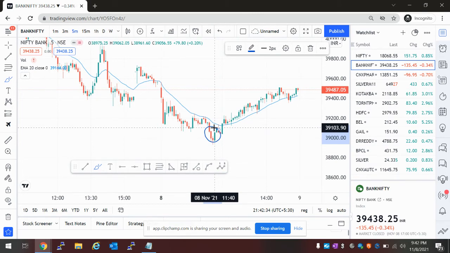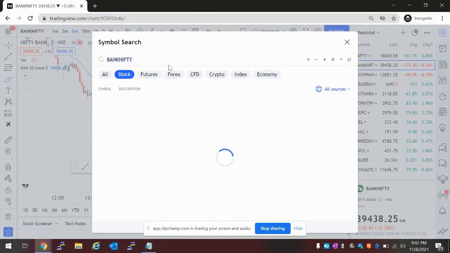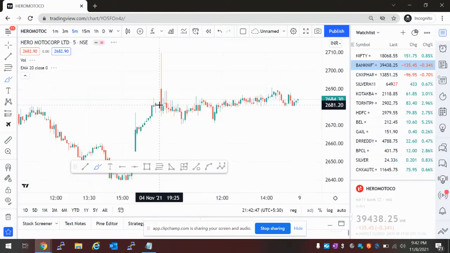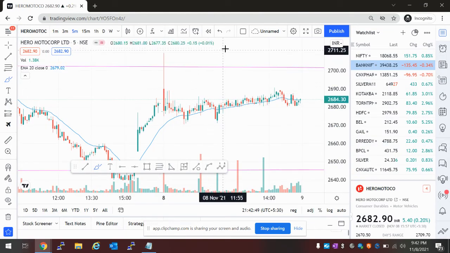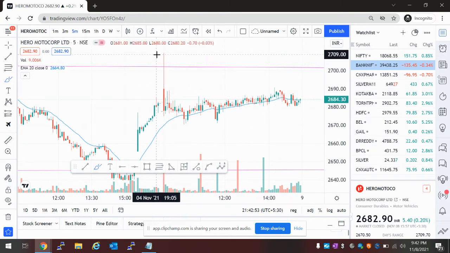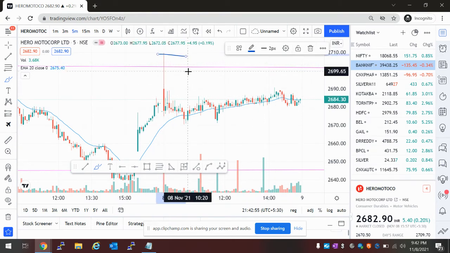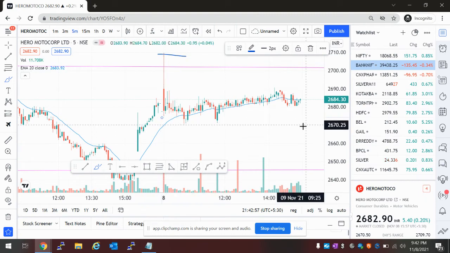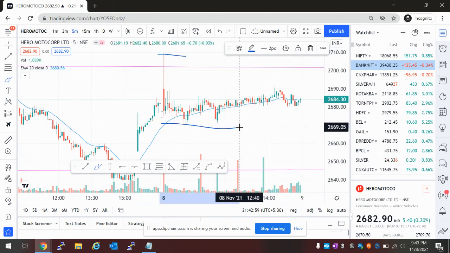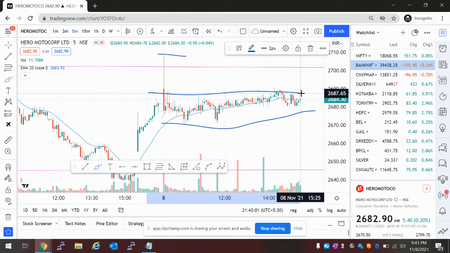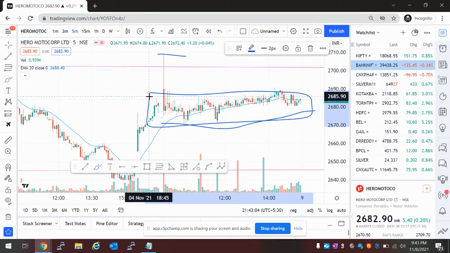What next? Which stocks need to be traded tomorrow, right? So that we can trade tomorrow: Hero Motors. Very tight range today. The range opened above 2700 but fell down, and it was a very tight range, 2670 to 2790. The whole day went this way.